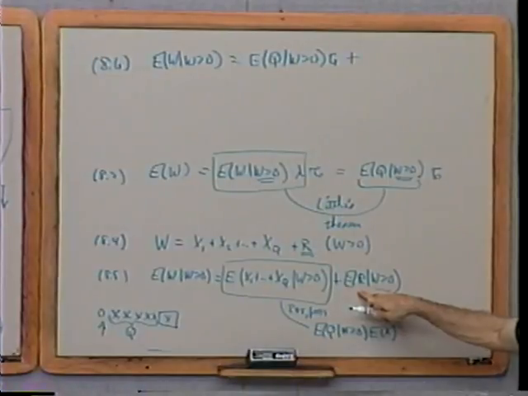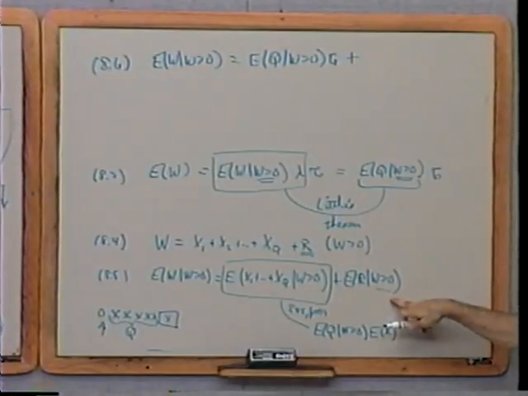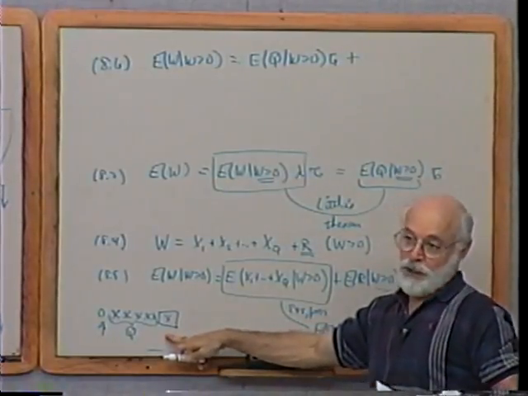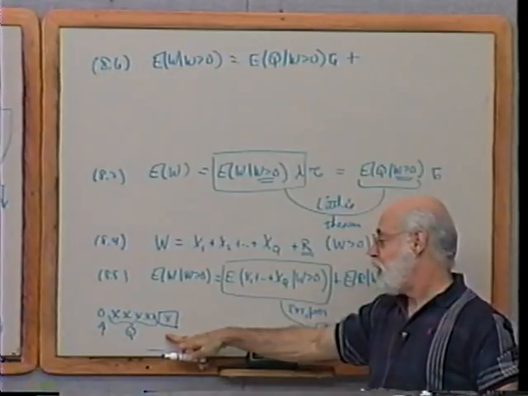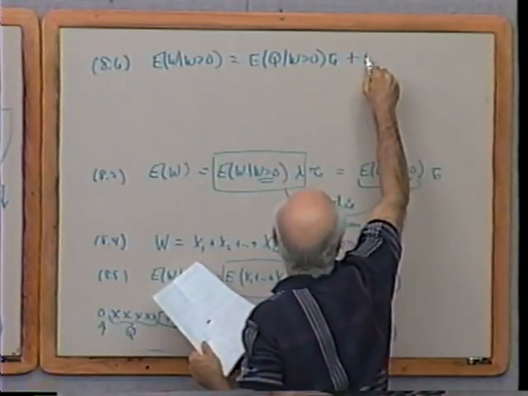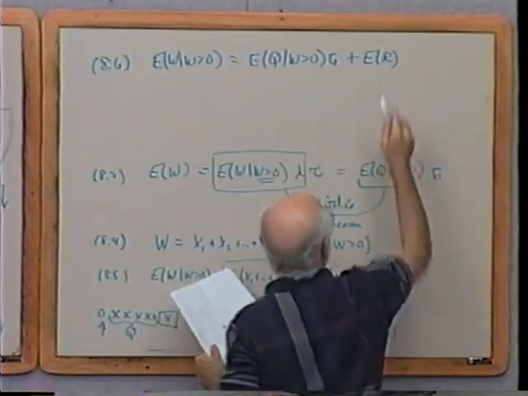It doesn't matter whether W is greater than 0 or not. All that matters is that by virtue of the fact that W is greater than 0, there is an R. There's a remainder. If W were not greater than 0, then there would be no remainder. So I'm just going to write that extra piece as E of R.